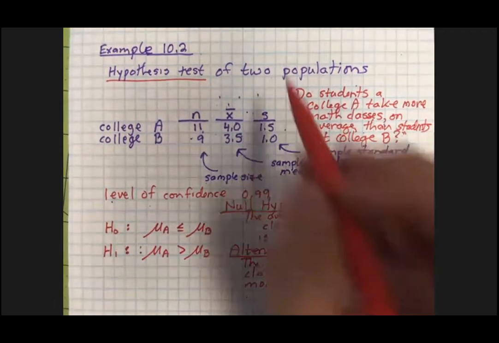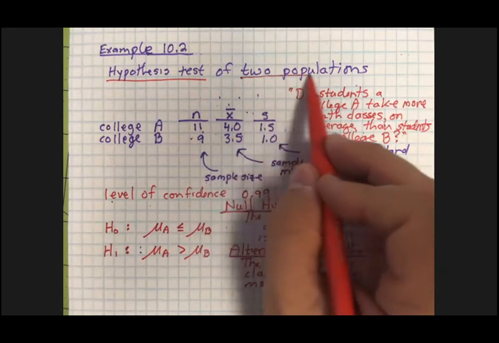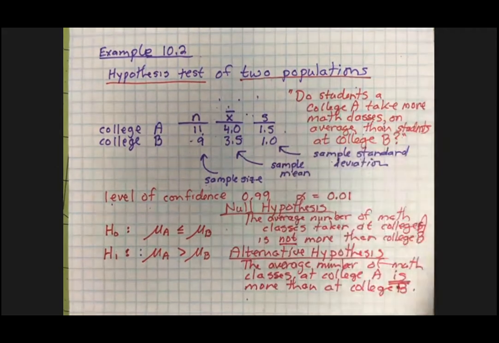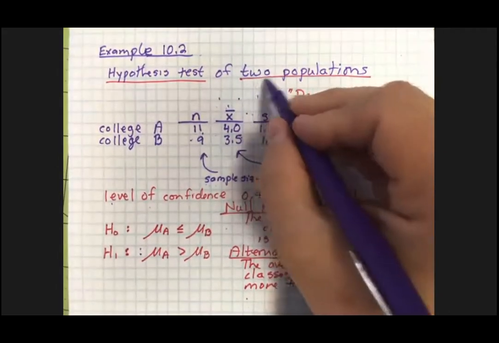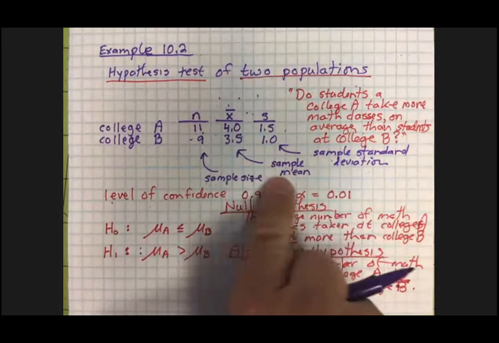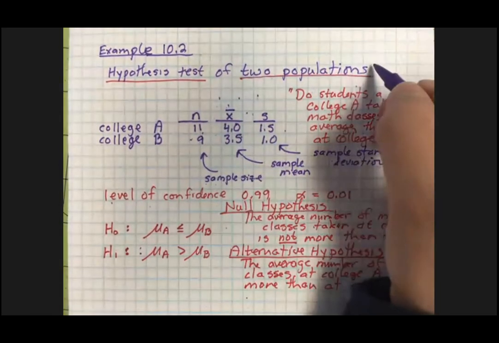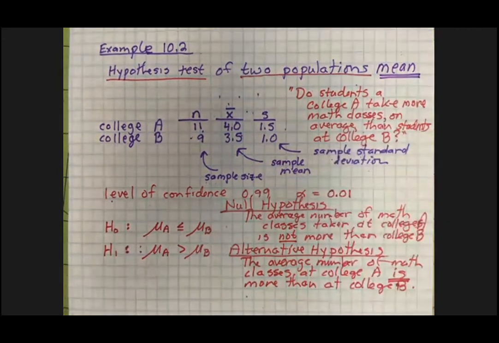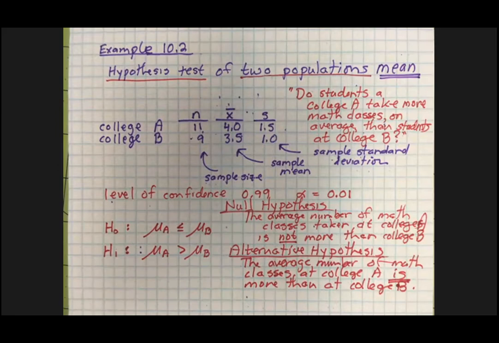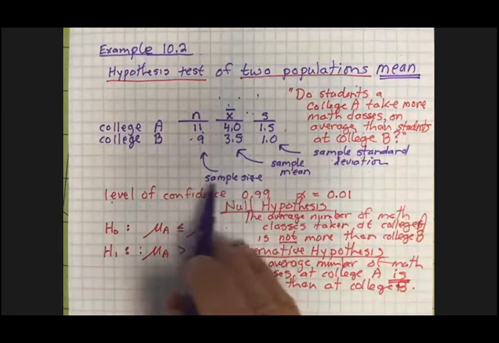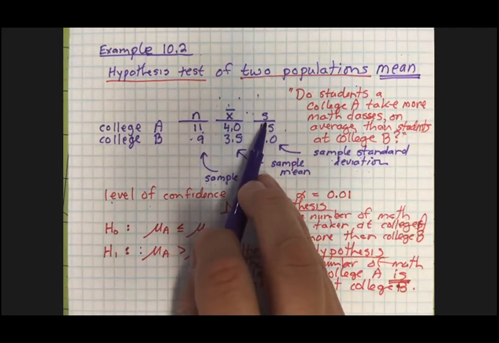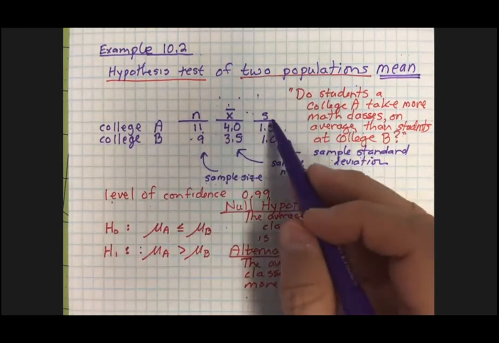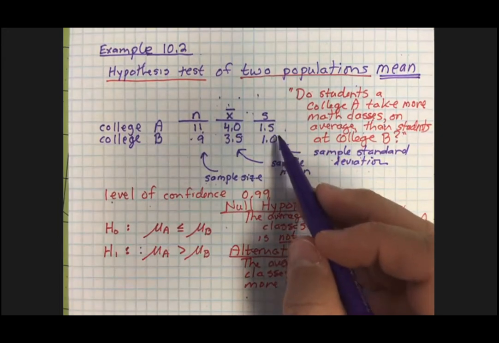Now, this is a different test that I got to perform right here because it's a test of populations. In the last example with the cell phone users, I was talking about population proportion. Here I'm talking about population averages, population means. So I have to perform a different test here. And I do not know what the standard deviation is for these two populations, college A and college B. I know what the standard deviation is for the samples.